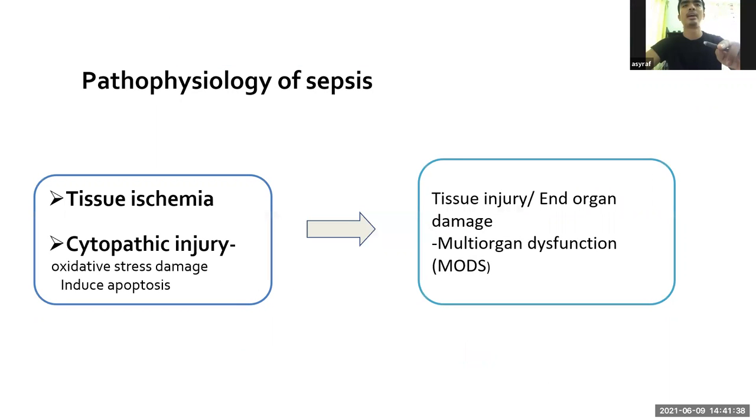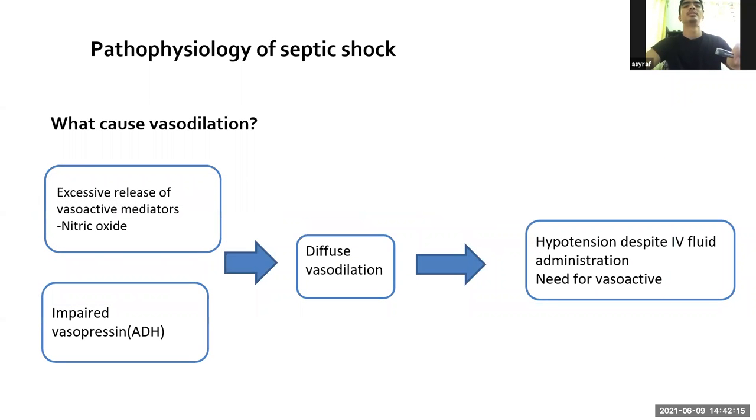And then, why is sepsis dangerous? Because it causes organ damage by two mechanisms. Either tissue ischemia, because of lack of oxygen perfusing the tissue, and also cytopathic injury due to oxidative stress damage such as ROS, and sepsis can also induce apoptosis. So this leads to various end organ damage and sometimes can lead to multi-organ dysfunction, which is defined as more than 2 organ damage. So next.